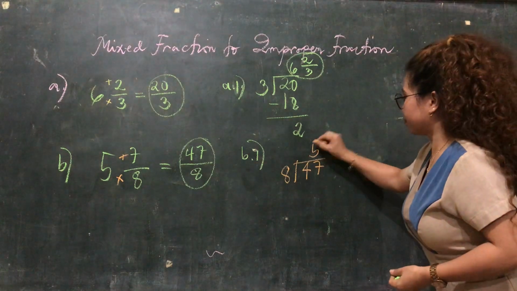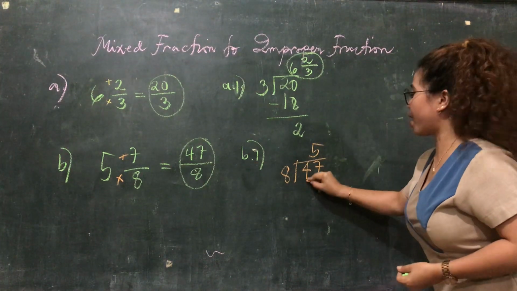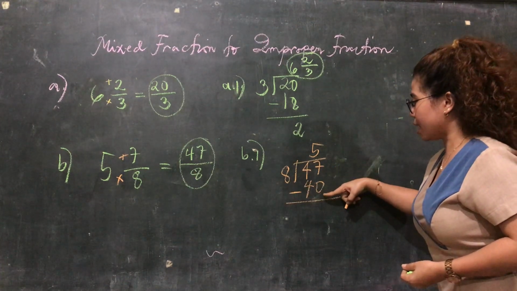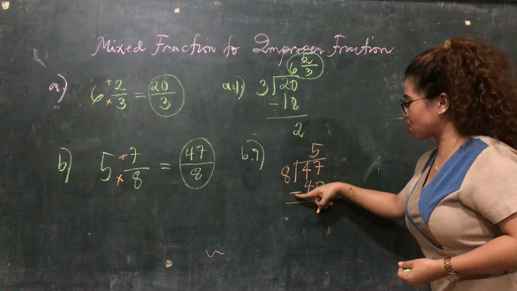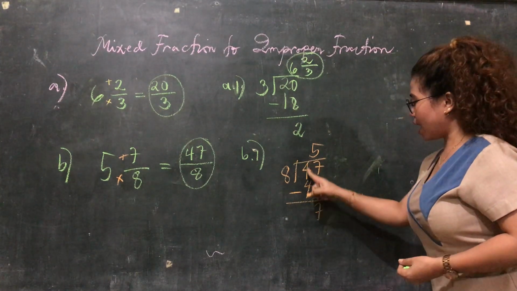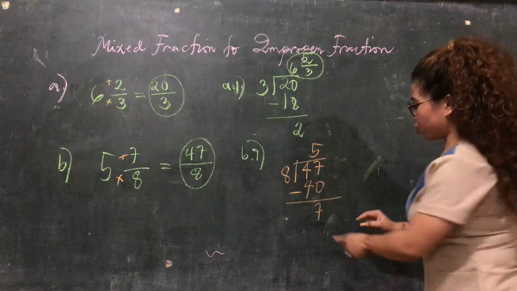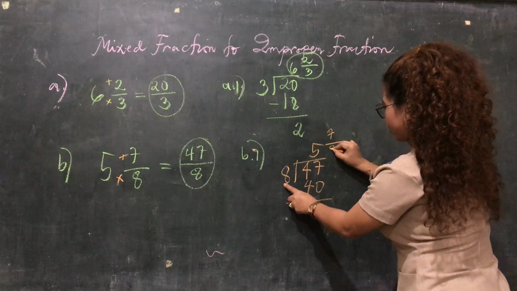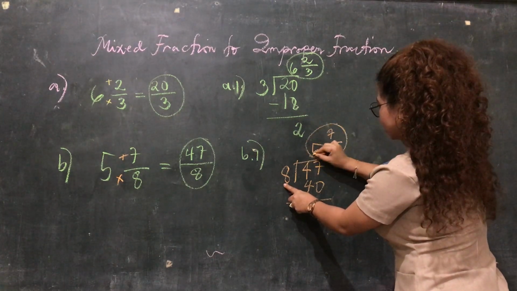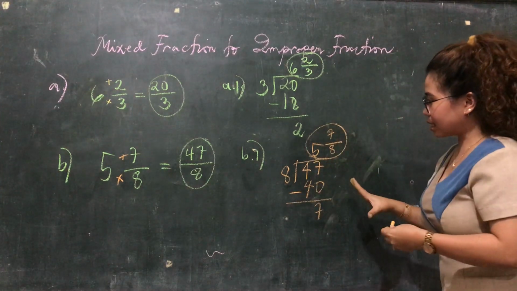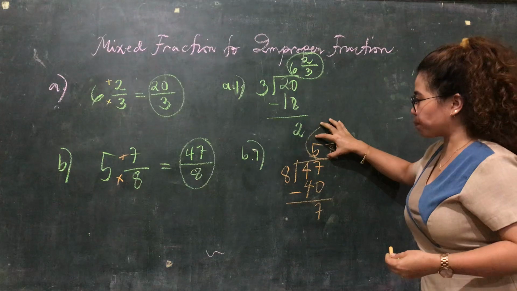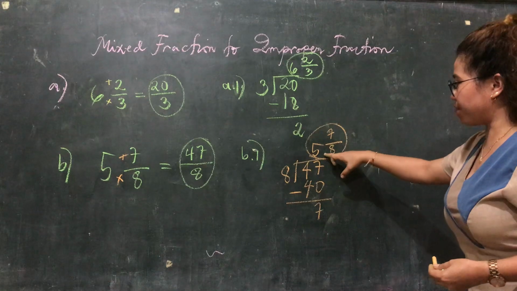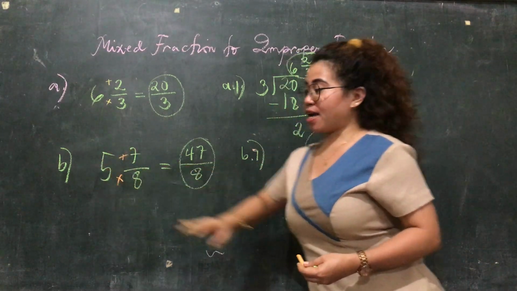5. 5 times 8, you have 40. Subtract 40 from 47, you have 7. The remainder goes over the divisor. So 5 and 7 over 8 is the mixed form of this improper fraction. 5 and 7 over 8, they are the same.